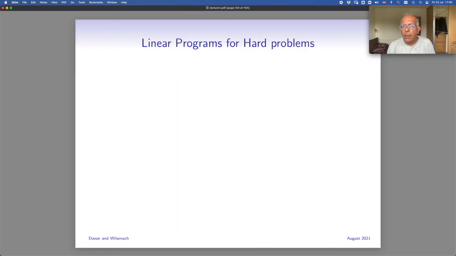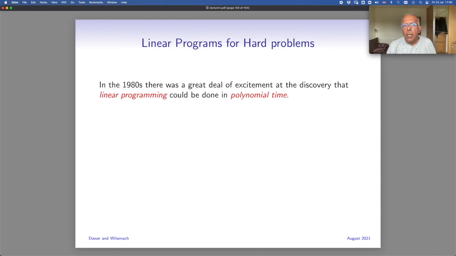As a last example of symmetry arising naturally in theoretical computer science, I want to talk about linear programs briefly. Back in the 1980s, there was a great deal of excitement at the discovery that linear programming could be done in polynomial time. Linear programming is so pervasive in solving combinatorial optimization problems.